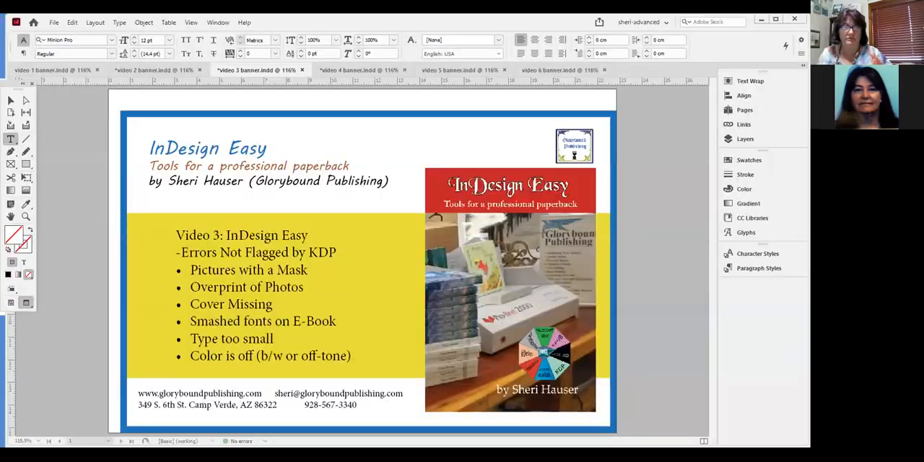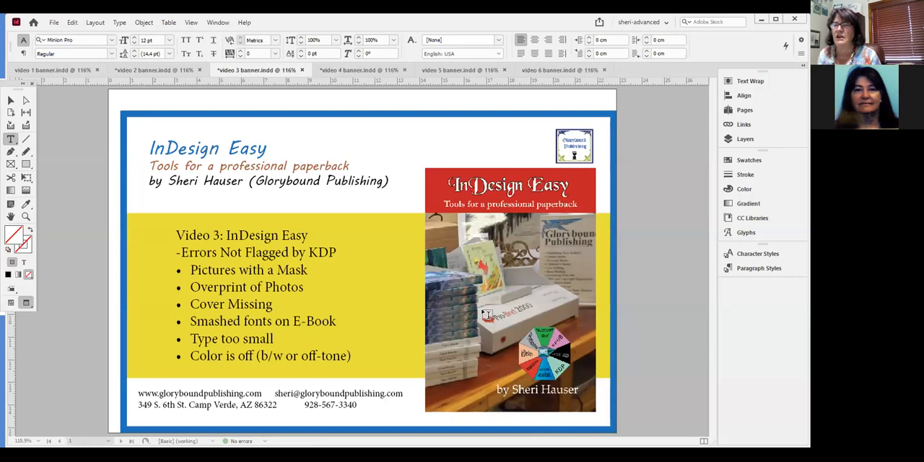I'm going to share from my other screen so that you can see the outline, and then you can see what we're doing. Okay, video number 3 includes errors not flagged by KDP.